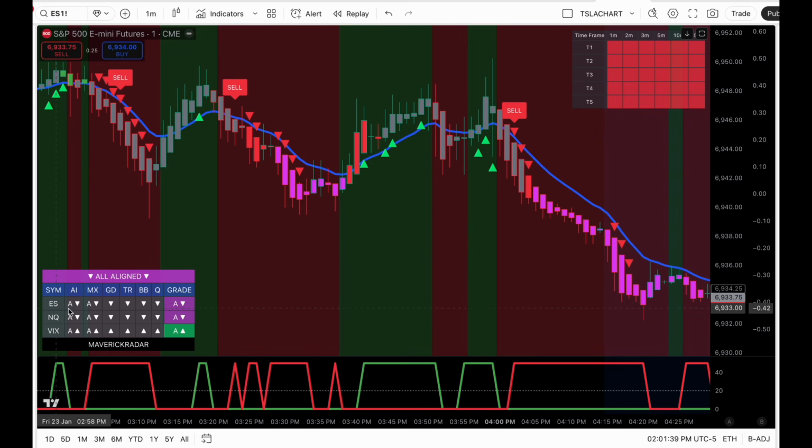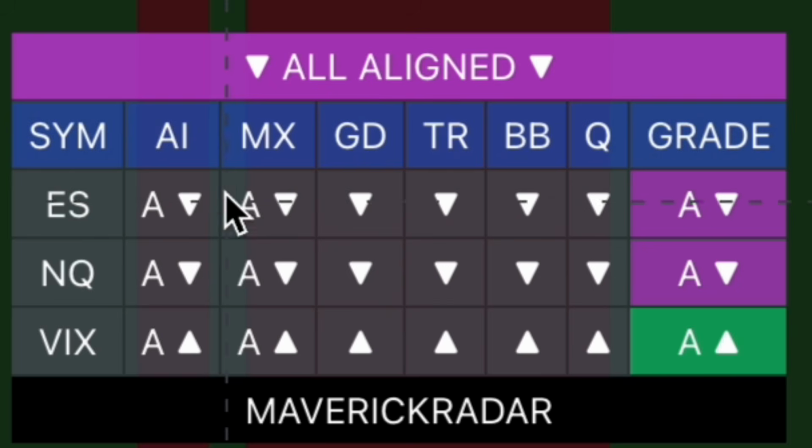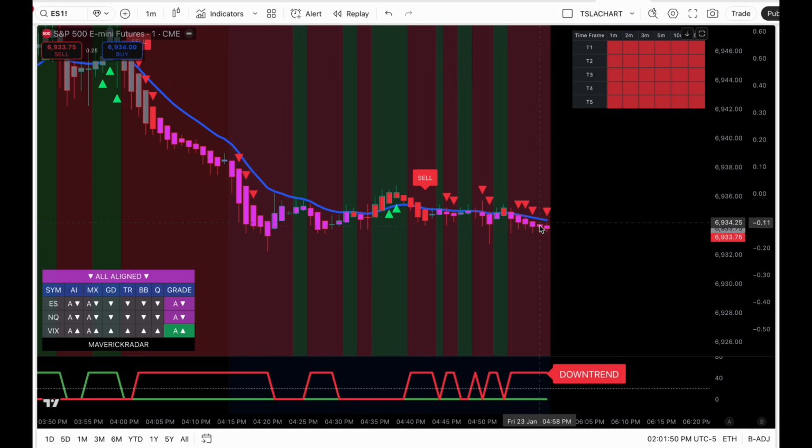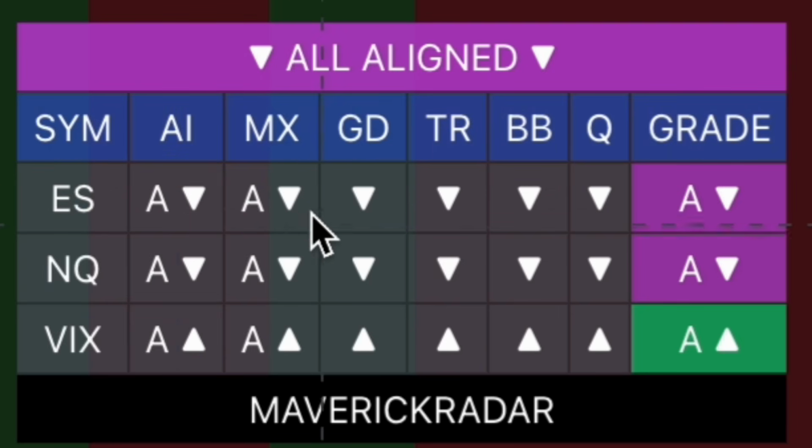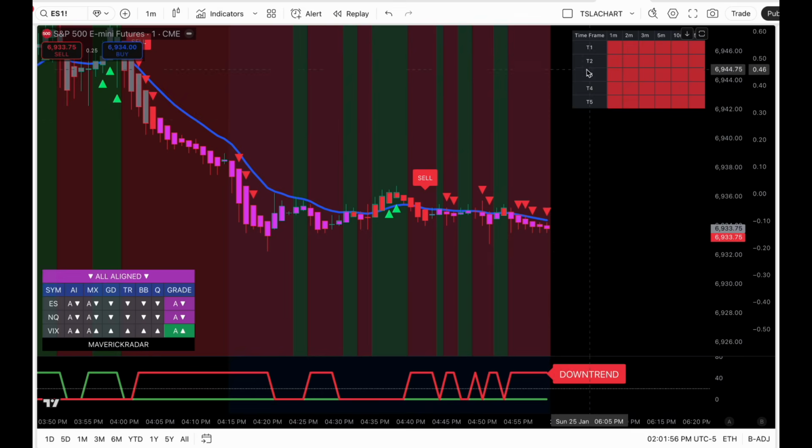So right now, this is how the market closed. The market's closed right now, but ES closed with the Maverick AI Pro with an A grade to the downside, hot pink candles. Your Maverick Multi-X had an A grade. All 5 traders are voting bearish across 6 time frames. And by the way, this aligns with these time frames. I can show you that in a different video.